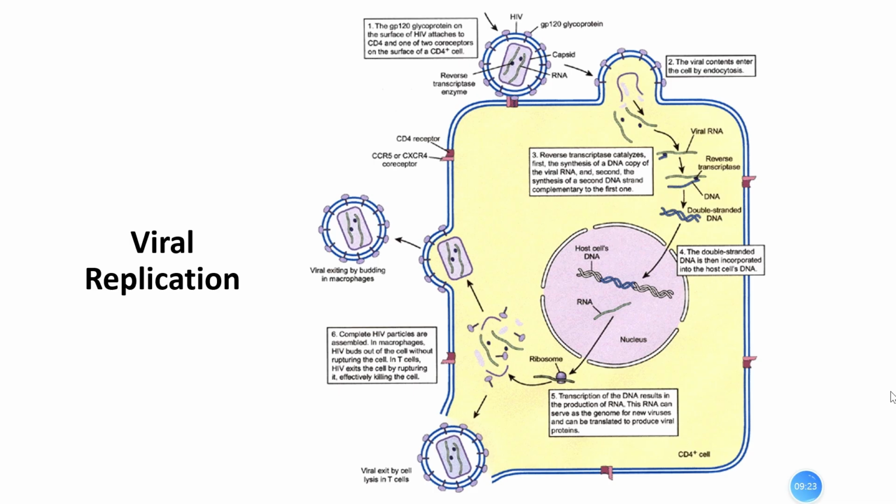GP120 binds to the receptor, CD4, and co-receptor. Then GP41 changes the structure, a conformational change, to fuse the envelope with the human cell membrane. Then the core, the nucleocapsid, gets into the host cell and releases its RNA.